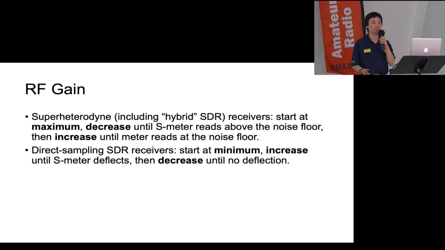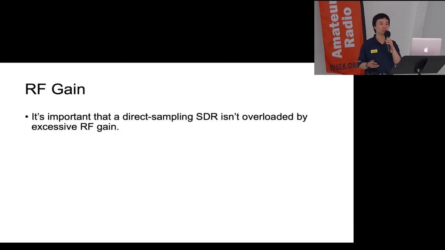With direct sampling SDR receivers, think IC-7300, FT-710, FlexRadio, things of that sort, you want to start with the RF gain at the very minimum, and you increase it slightly until the S meter starts to read, and then you decrease it until no deflection. So this is real important. With a direct sampling SDR, you want to make sure you're not overloading it with excessive RF gain.